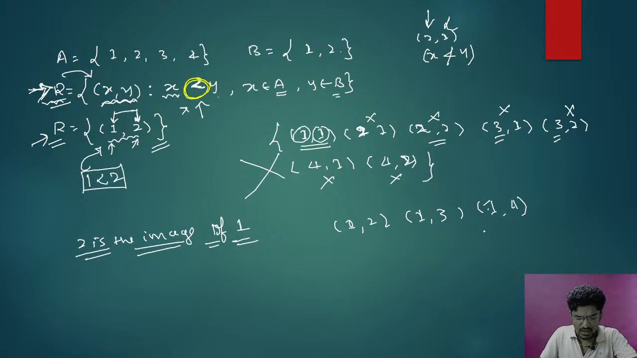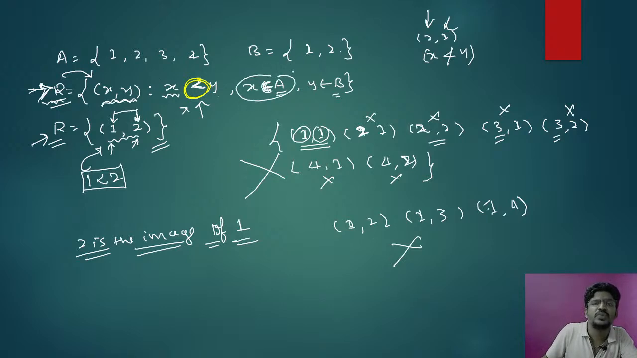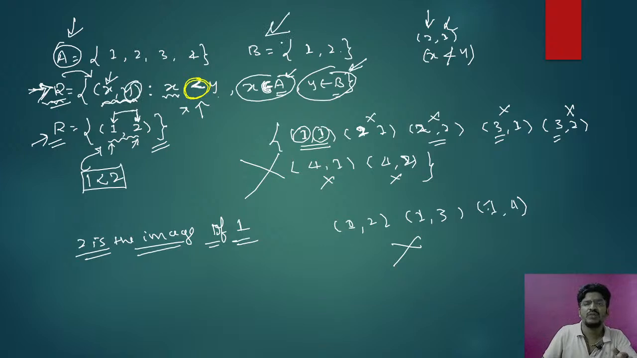See, this is not correct, because x has to be in A. What is the condition? X has to be in A and y has to be in B. That is the condition. Please see here, you have two sets. Whenever I take x value, this must be from A. Whenever I take y value, this must be from B. Are you getting my point?